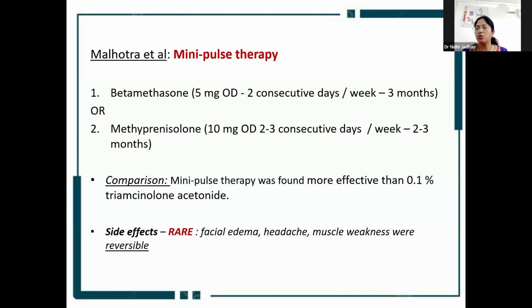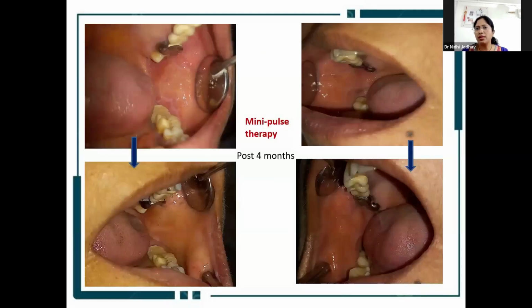This is what we have used in most of our cases, mini pulse therapy, and it has been found that the mini pulse therapy is much more effective than the use of 0.1% triamcinolone acetonide. And again, the other advantage is that side effects with mini pulse therapy are really rare, or if they are there, they are reversible. So I will show you in the next slides a few cases that we treated with the mini pulse therapy.